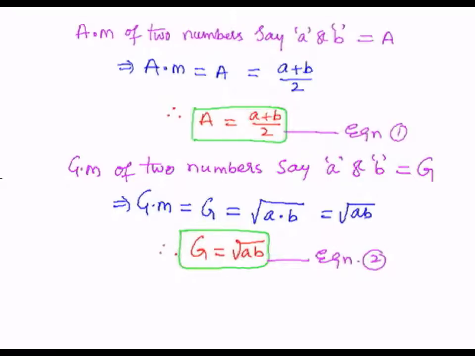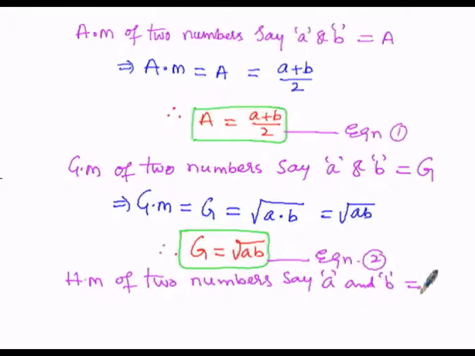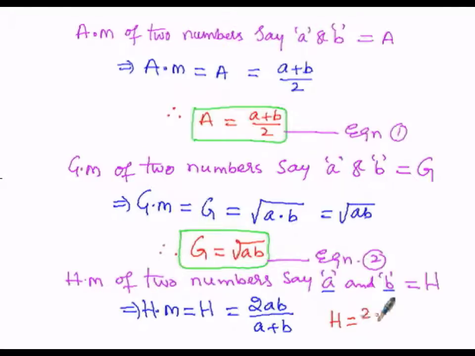Then the harmonic mean, that is HM of two numbers, say the first number is a and the second number is b, is given by H. Then that implies harmonic mean HM is capital H, but the harmonic mean of these two numbers a and b is given by the formula 2ab overall divided by the sum of those two numbers, that is a plus b. So in this manner, H equals 2ab divided by a plus b, which is our equation number 3.